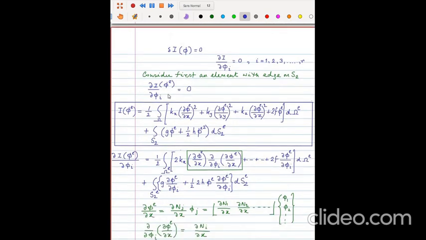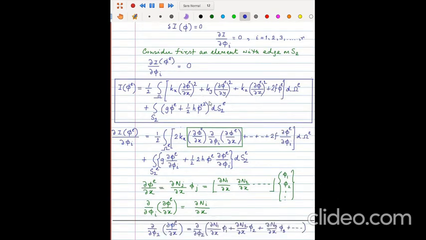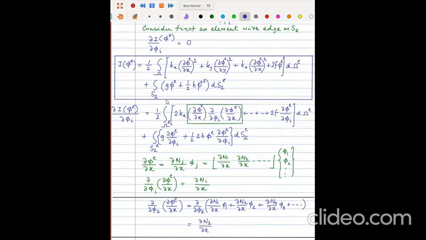So I is now a function of phi e. Phi e is the approximation for phi over an element. So within an element, I phi is this. Suppose you just differentiate the first term, and the differentiation of these two terms would be similar to this one. So we are first differentiating this term with respect to phi I.